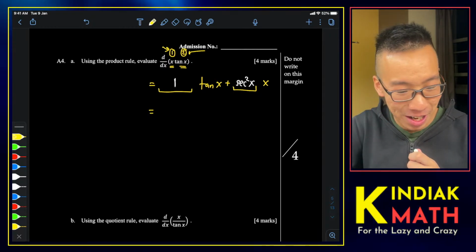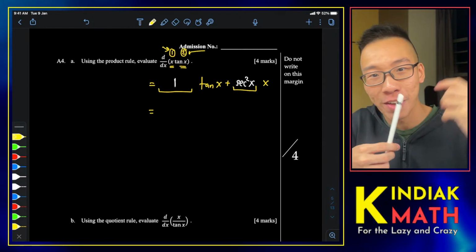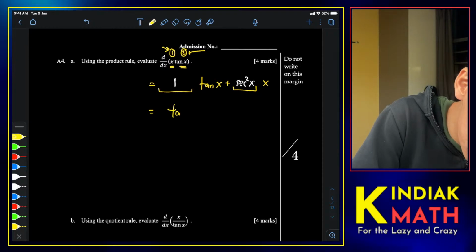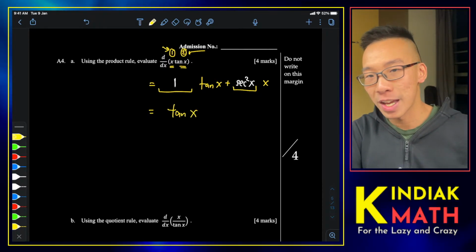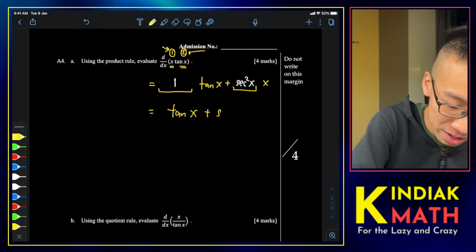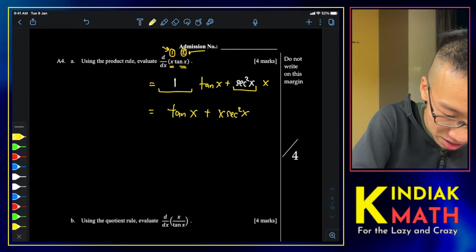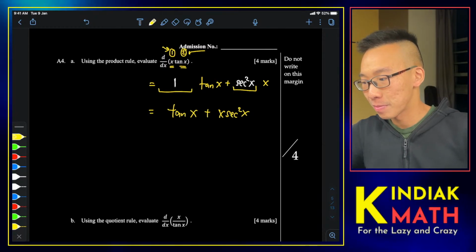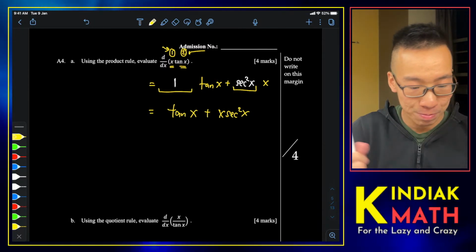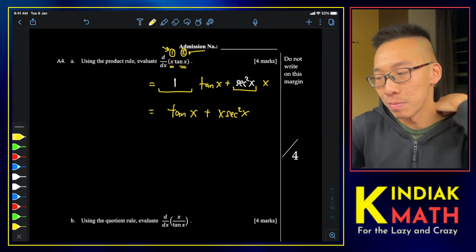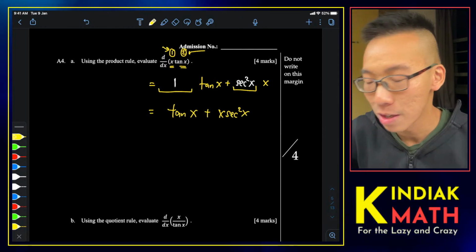where were we? Yes, so 1 times tangent of x, let's simplify that. That is the tangent of x. And x times secant squared of x. That just simplifies the answer like that. Okay, so it's a pretty straightforward recalling use of the product rule.